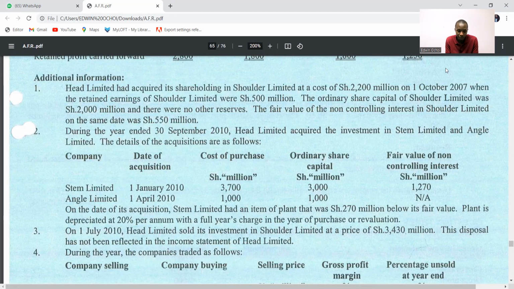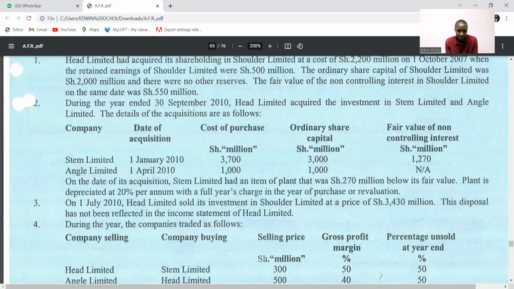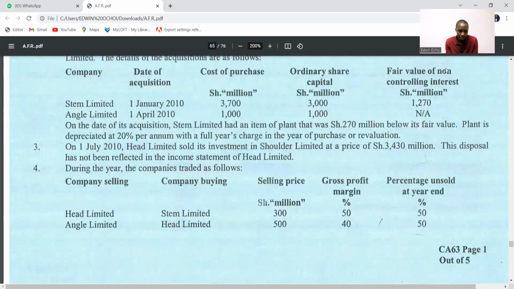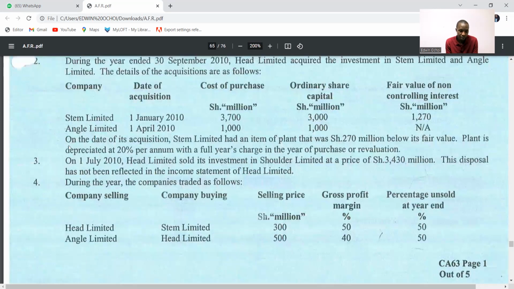The details of the acquisition are as follows. Company, date of acquisition, cost of purchase, ordinary share capital, fair value of non-controlling interest. So you are provided with that. Then they said, under additional information number 2 here, on the date of its acquisition, STEM Limited had an item of plant that was 270 below its fair value. Plant is depreciated at 20% per annum with a full year's charge in the year of purchase or revaluation.